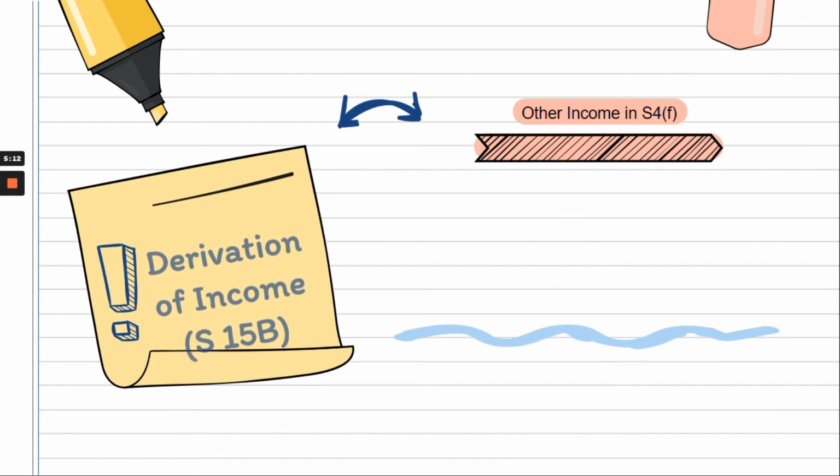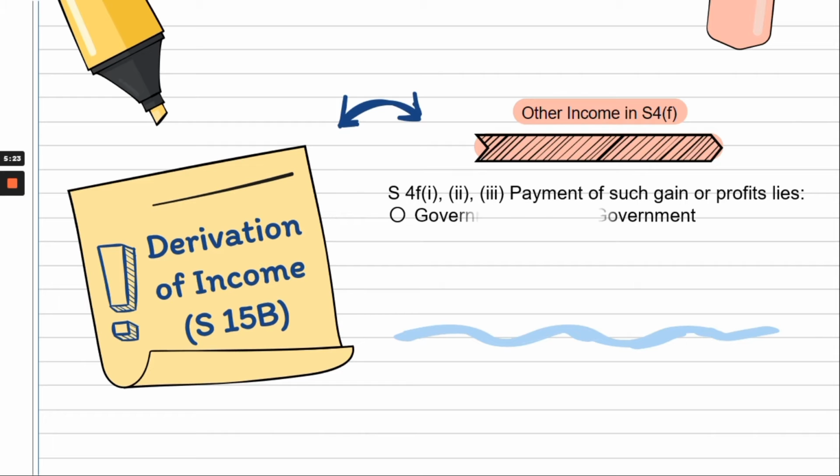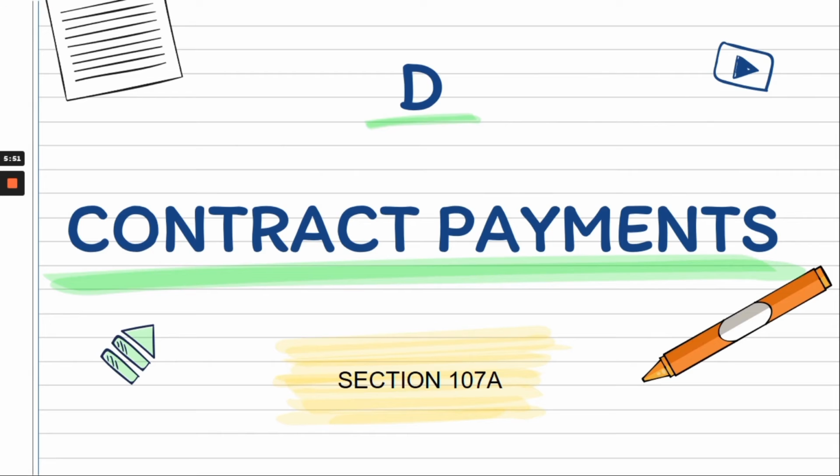Then we will look at the next derivation of income, which is under section 15B. Gross income in respect of gain or profit to which section 4F applies shall be deemed to be derived in Malaysia if responsibility for the payment of such gain or profit lies with the government or state government. Or responsibility for the payment lies with a person who is resident for that basis year, or if the payment of such gain or profit is charged as an outgoing or expense in the account of a business carried on in Malaysia.